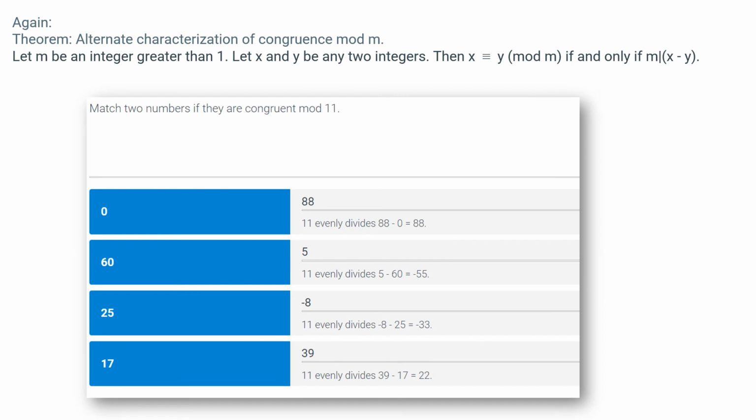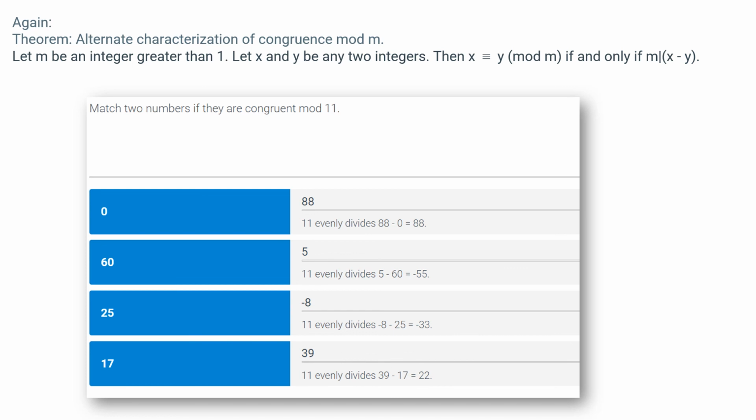So this is a picture of an activity that you'll need to do in zyBooks. I'm not showing you what it looked like at the beginning, but I'm showing you what it looks like after you finish it up. I want to show you so that you get an idea of what you're supposed to do in this activity. So here it says match two numbers if they're congruent mod 11. Now see these numbers over here, 88, 5, negative 8, 39. Those numbers start, well, let's see.